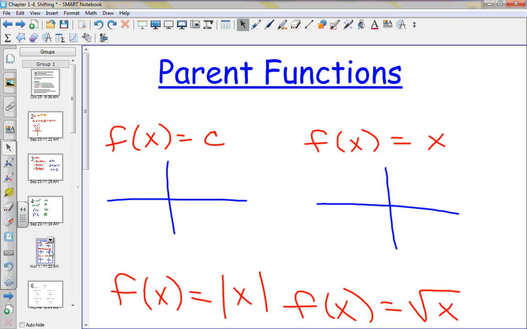So if I have a parent function, f of x is equal to c is going to be my first parent function. What does f of x equals c look like? C is a constant. It is a number. So therefore I have y equals a number. What does y equals a number look like? A horizontal line. So anytime you have a number, they're all going to be horizontal lines. Do we understand horizontal lines? Yay, nay? That's one parent function.